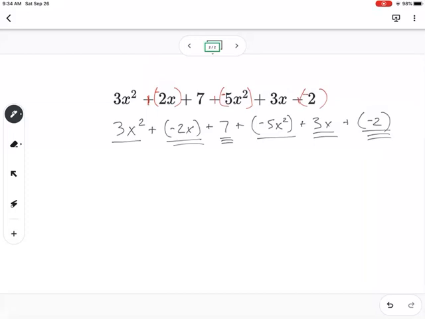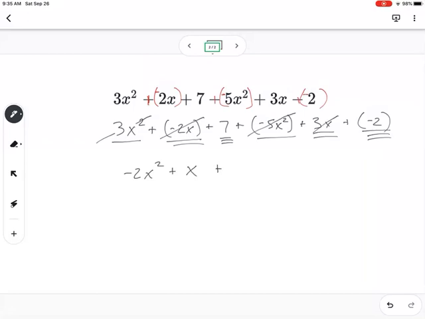Let's start with our x squareds. So we have 3x squared plus negative 5x squared. We add the coefficients. 3 plus negative 5 is negative 2. Sometimes people even like to put a little slash through here to show that it's already been taken care of, so that you don't forget any. Now we go into our x terms. Negative 2x plus 3x. Negative 2 plus 3 is 1. So we can call that 1x or just x. And now those are taken care of.